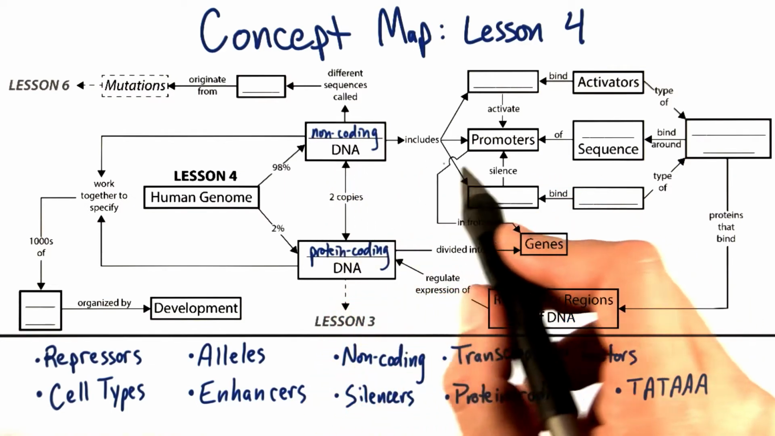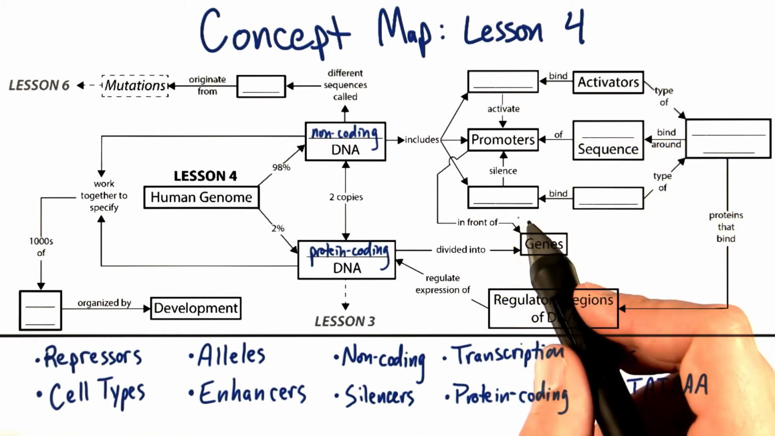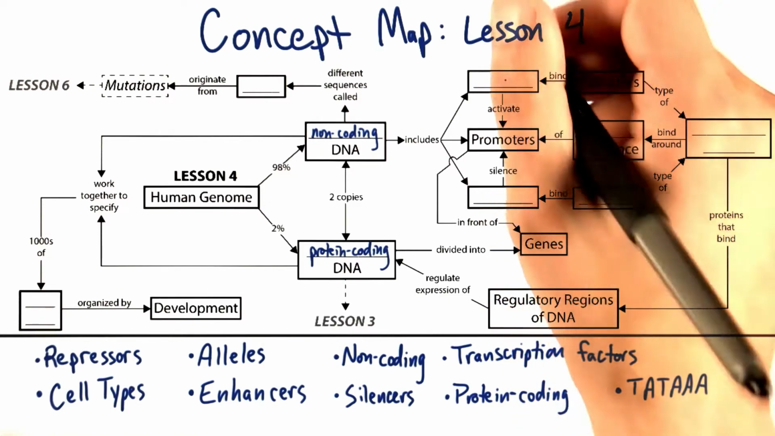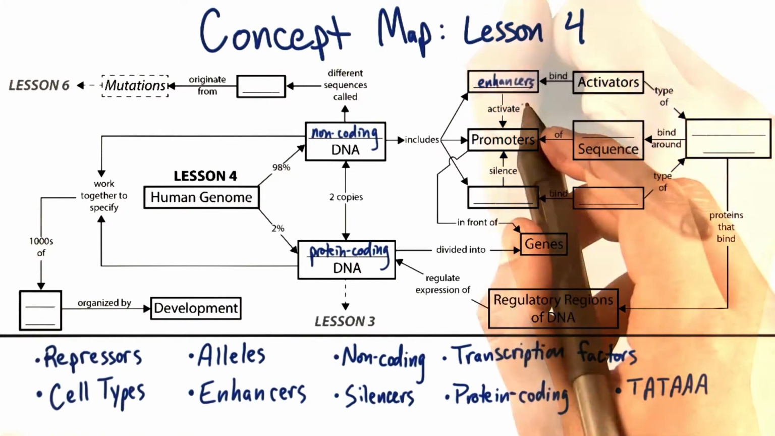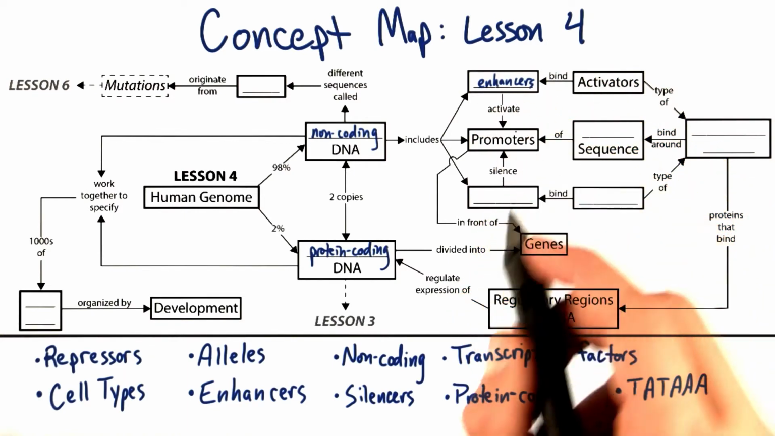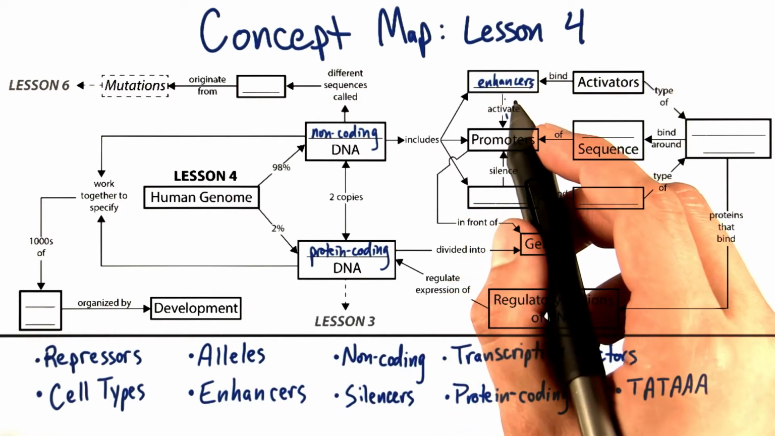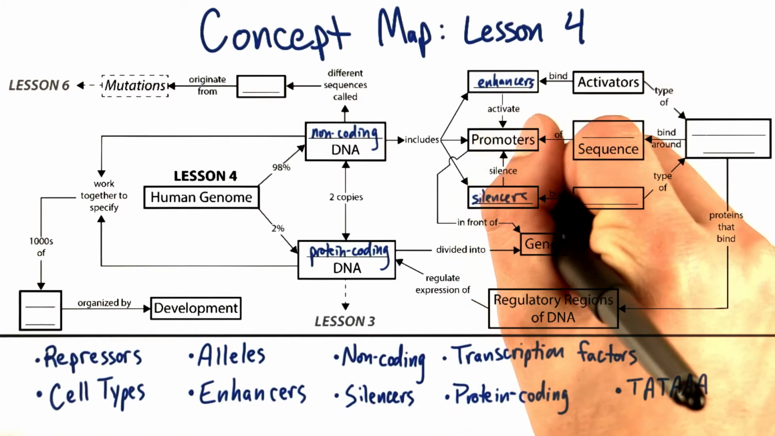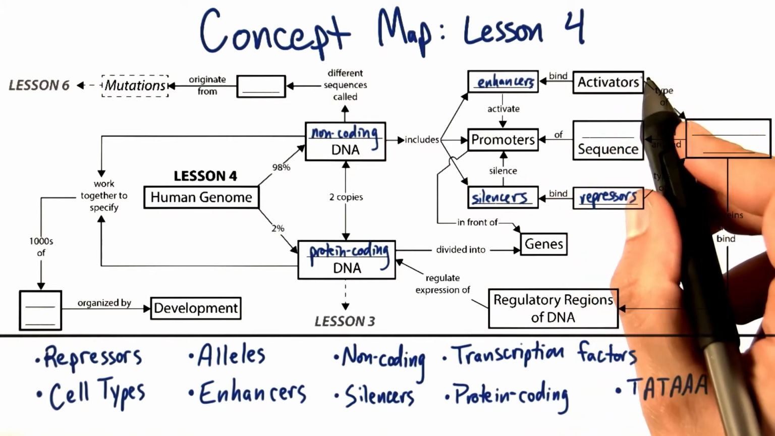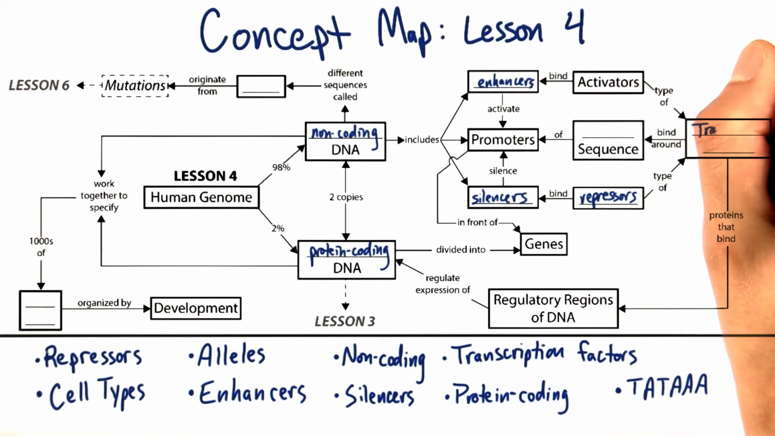Now, non-coding DNA includes 3 main types of non-coding sequence that we discussed. One type was a promoter, another type was an enhancer. Now, enhancers are bound by activators, so that's how we knew enhancers went here instead of here. We know that if promoters and enhancers are 2 of the types, then the third type are silencers. Silencers are bound by repressors, and activators and repressors are types of transcription factors.